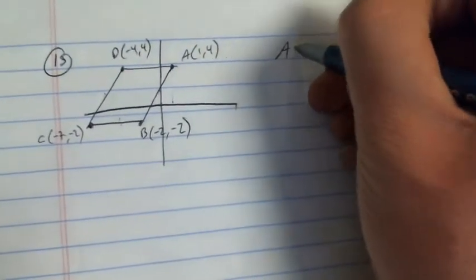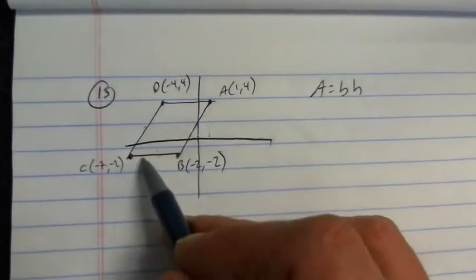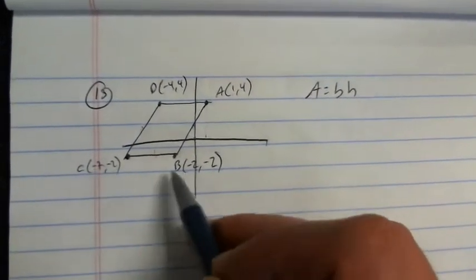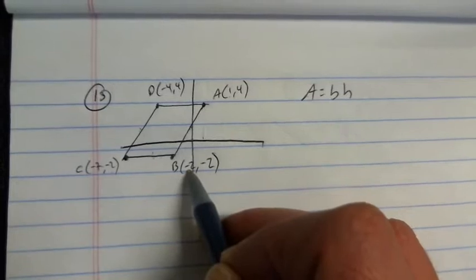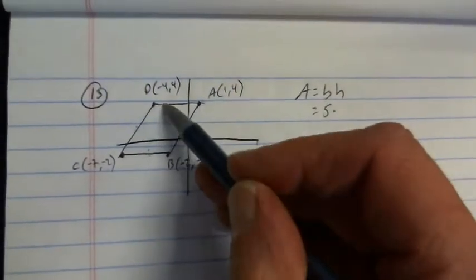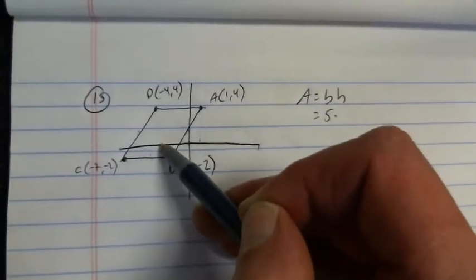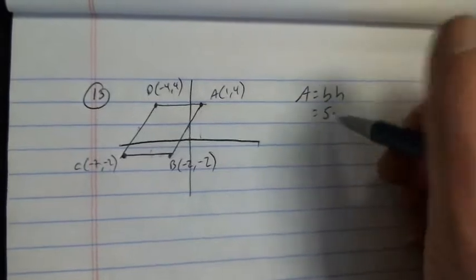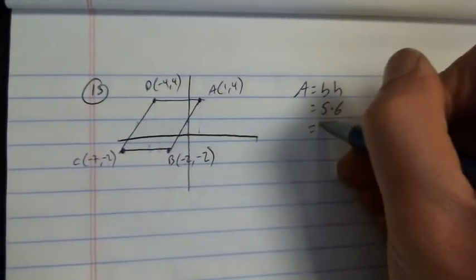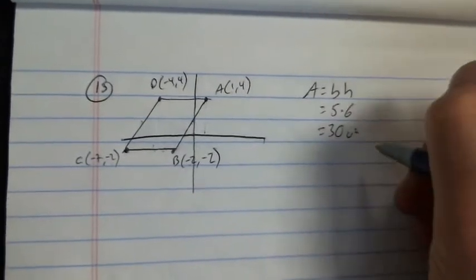Parallelogram area is base times height. We use one of these for the base. So from -7 to -2, that can be 5. And the height, go from -2 to 4. That's going to be 1, 2 just to get to 0, and 4 more would give us 6. That would be 30 square units.